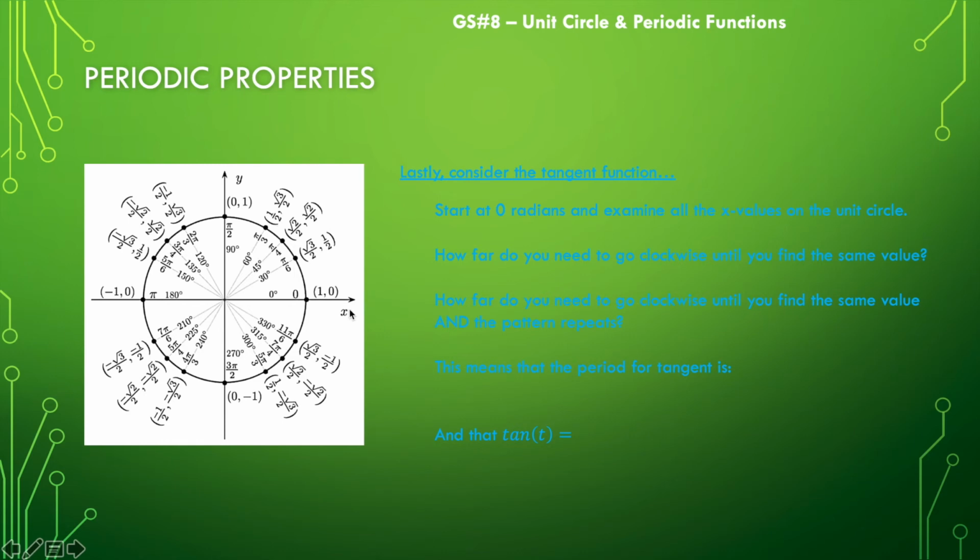So it only takes us pi units around the unit circle to find the same value and for that pattern to start repeating. And so this means that the period for tangent is pi. So similarly to sine and cosine, the tangent of t will be the same as the tangent of t plus pi n. So the difference here just being that the period is pi instead of 2 pi.